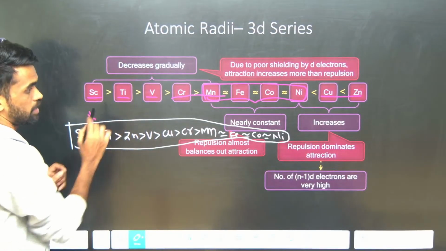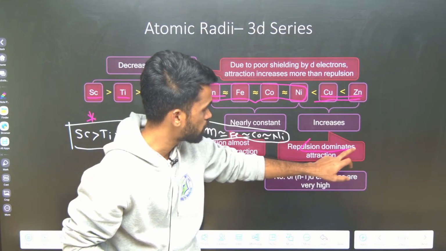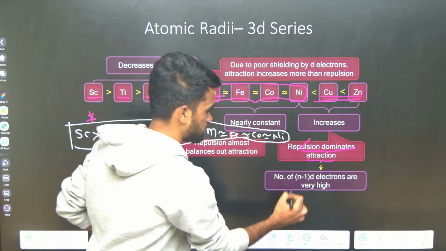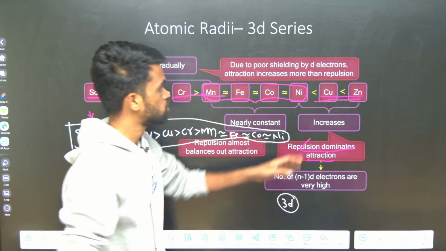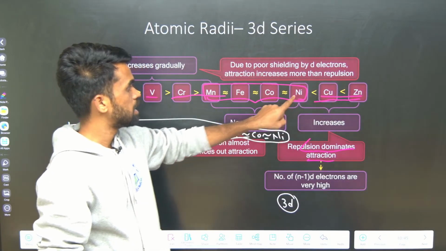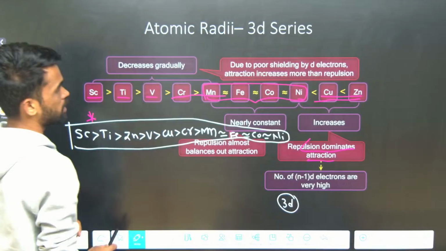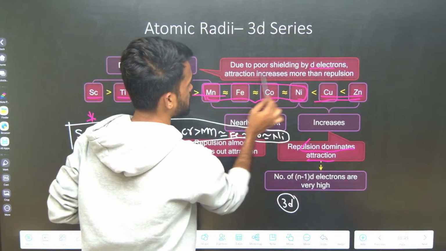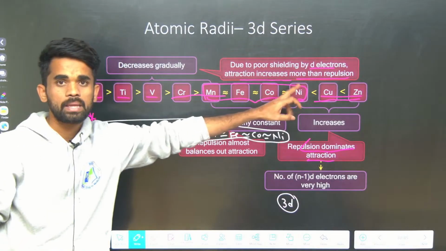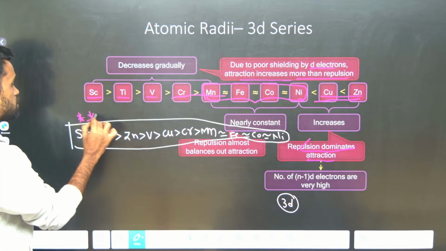So what are the reasons we have seen here? Due to repulsions in copper and zinc, repulsion dominates over the attraction between the nucleus and the n-1 3d electrons. Due to that reason, zinc has more size and copper has more size than nickel and the neighboring elements. Whereas from manganese to copper, due to poor shielding of d electrons, attraction increases more than the repulsion, therefore size decreases from here to here. Remember, from here to here. This is the finalized order, you need to remember. You can expect a question from here.